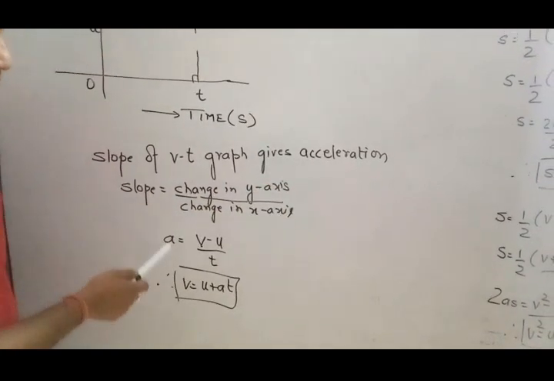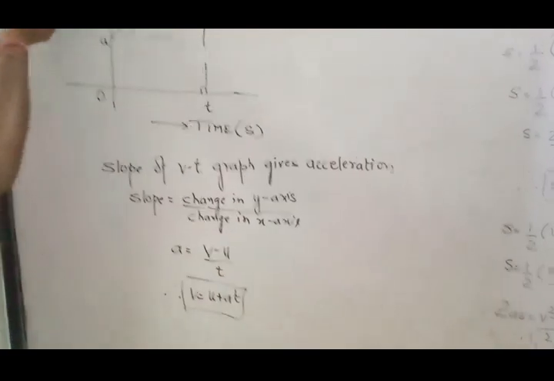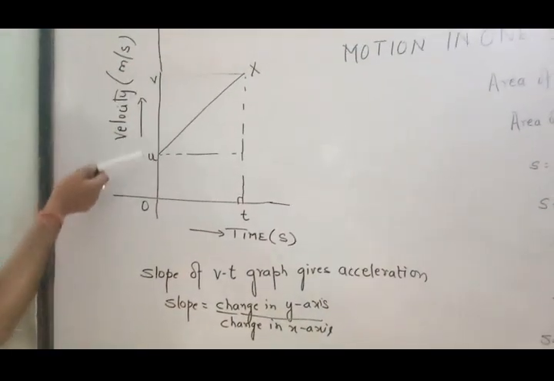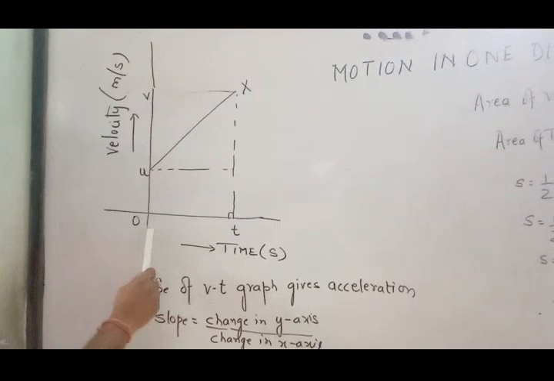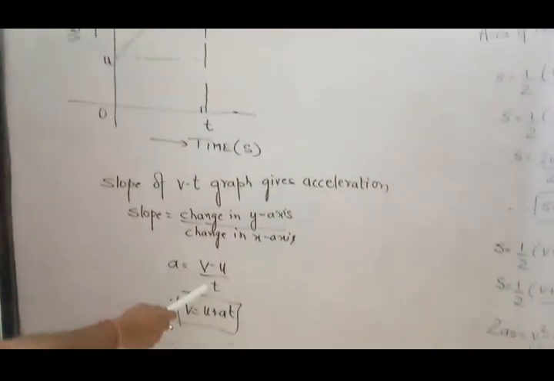So slope is written as acceleration over here. Change in y-axis, as you can see, is v final minus u initial. Change in x-axis, as you can see, is t minus 0, which I have written as t.